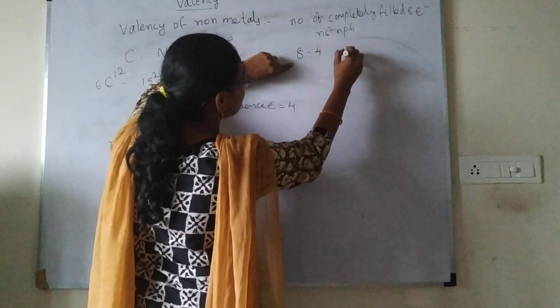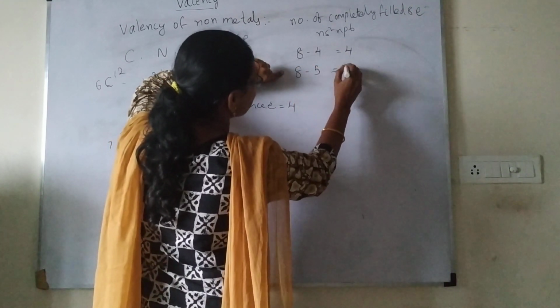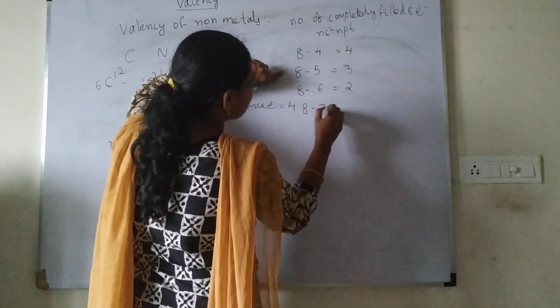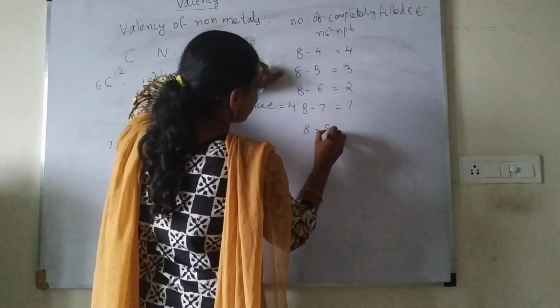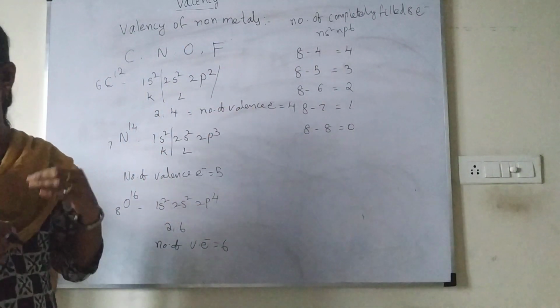So 8 minus 4 is equal to 4. 8 minus 5 is equal to 3. Next, 8 minus 6 is equal to 2. 8 minus 7 is equal to 1. 8 minus 8 is equal to 0. Right? So like this you have to remember.